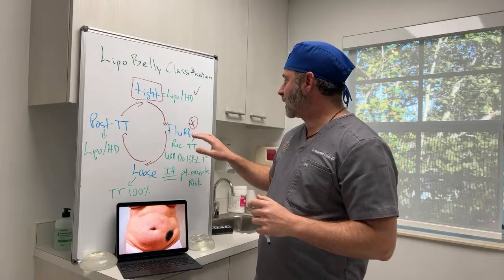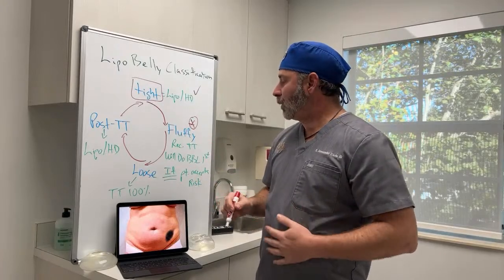So when I grab the skin here, I'm able to pinch it more easily. And when I take it out and let go, it'll bounce back, but it won't snap back immediately. It'll be a slower kind of bounce back. And that's what I call a fluffy belly. With the fluffy belly, the skin retraction is unpredictable. Okay, I don't know exactly how well that skin's going to retract.